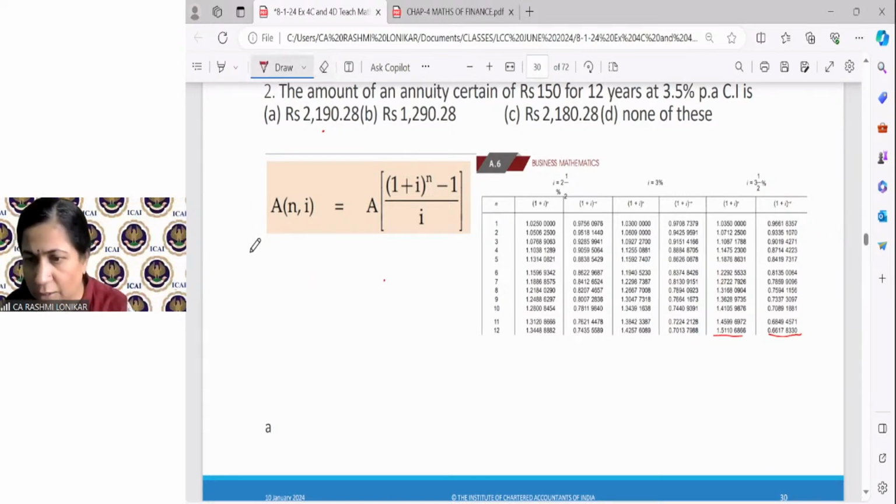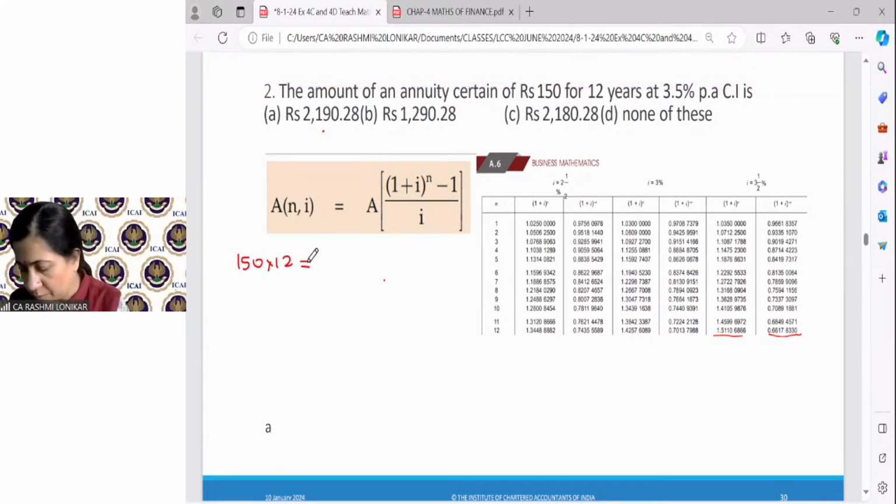Let me just write it again. Yes, yes, yes, I'm repeating. 150 into 12. How much is this? Let us see. 150 into 12. How much is this? Rupees 1,800. Okay. So from this it is 150 rupees per year into 12 years.